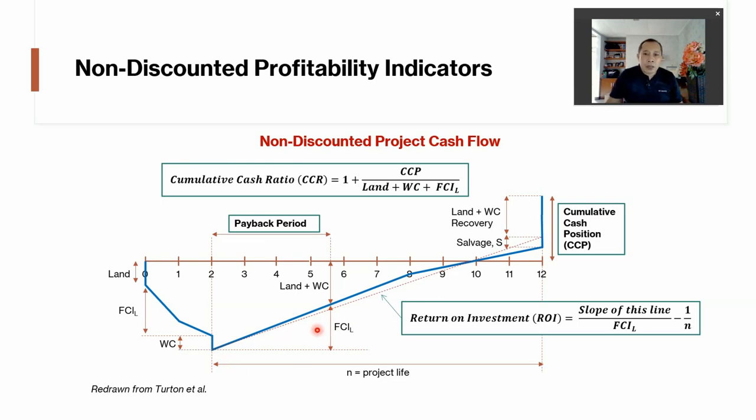Take a look at this dotted line here. I'm drawing a line from here to there, and the slope of this line can then be used to calculate return on investment. There are two basic ways to calculate ROI, either using this approach or using the approach that we discussed in the last slide, where we calculate the average annual project cash flow divided by FCIL. N is the project life. If we move to the end of the project life, right there, that's the cumulative cash position of the project, or the CCP of the project.